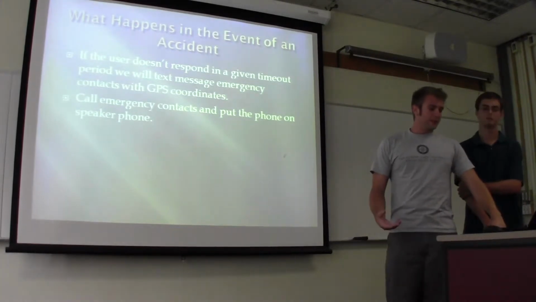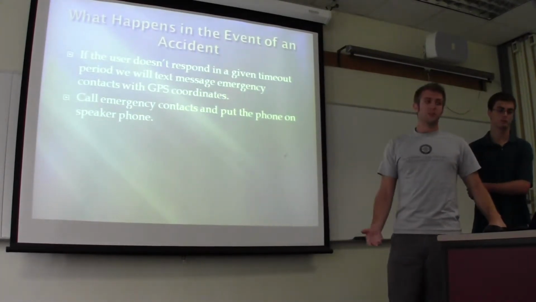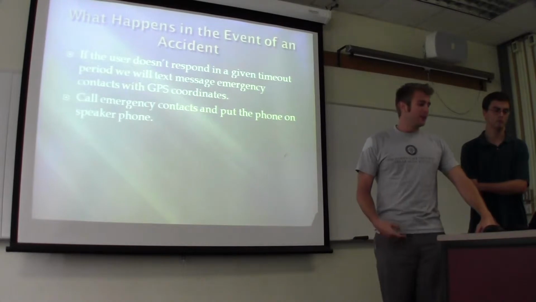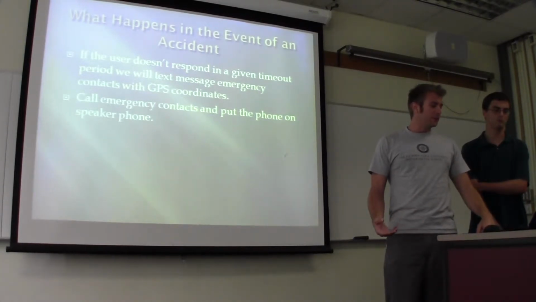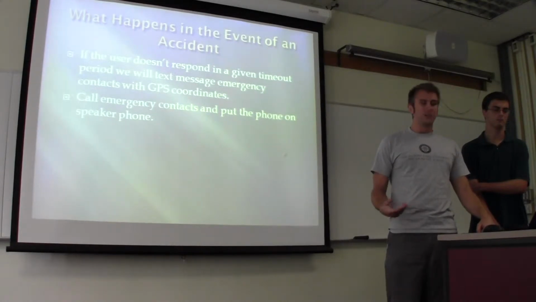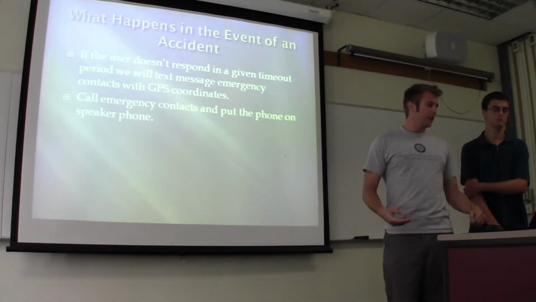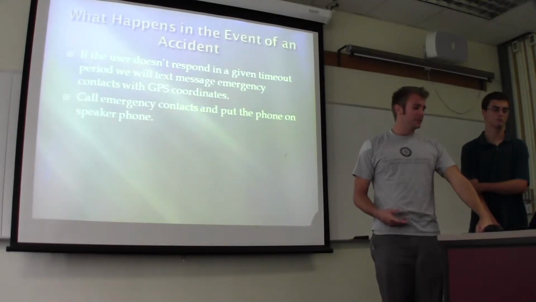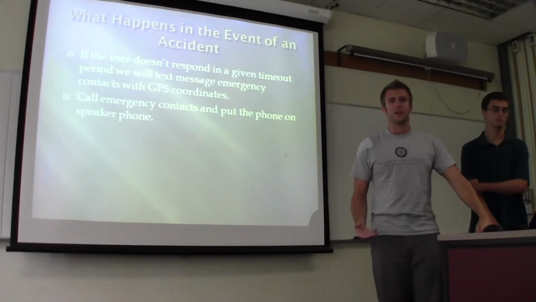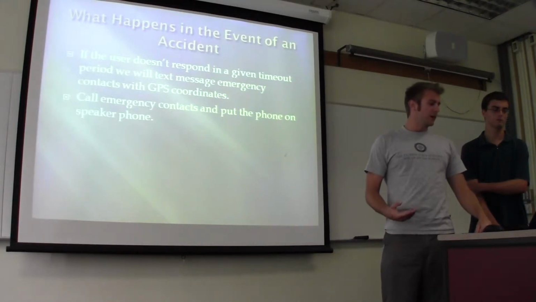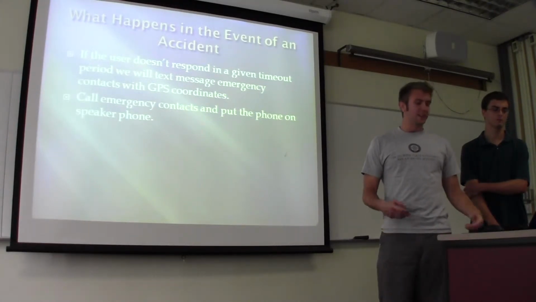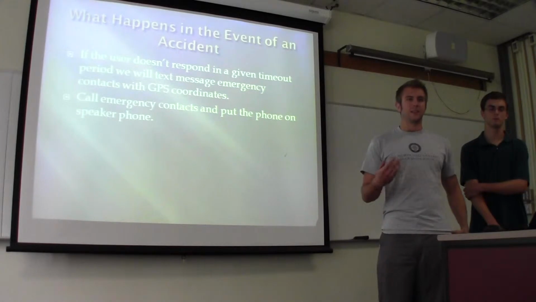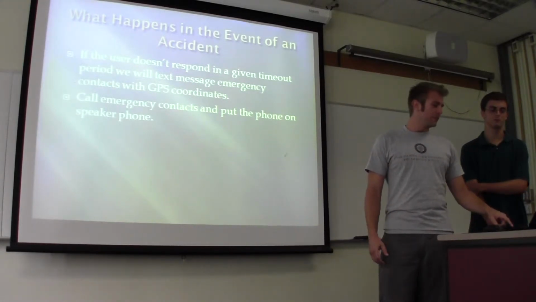We will then ask if you're all right, and if you do not respond within a given timeout period, we will fire off our alert system, which will send a text message to the emergency contact, which you'll have in your shared preferences. It will send in a text message the GPS coordinates of the location of the car accident. It will also call your emergency contact and put your phone on speakerphone to see if they can get any kind of information from you.